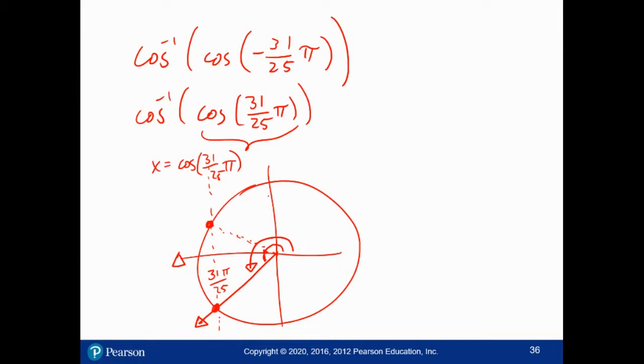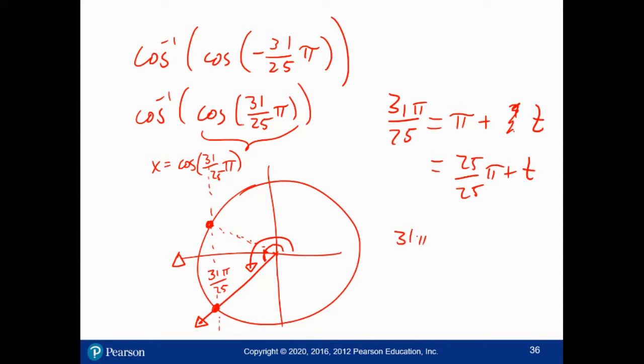So the question was, 31 pi over 25, our mystery weird little angle, is pi plus what? So let's call this, I don't know, t. Okay, so pi is 25 pi over 25. So I subtract that over. We get 31 pi over 25 minus 25 pi over 25 is our mystery t. And we get 6 over 25 pi is t.